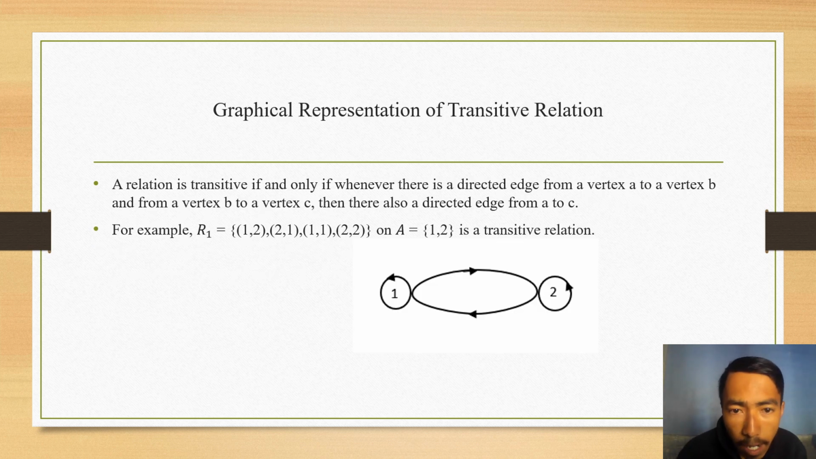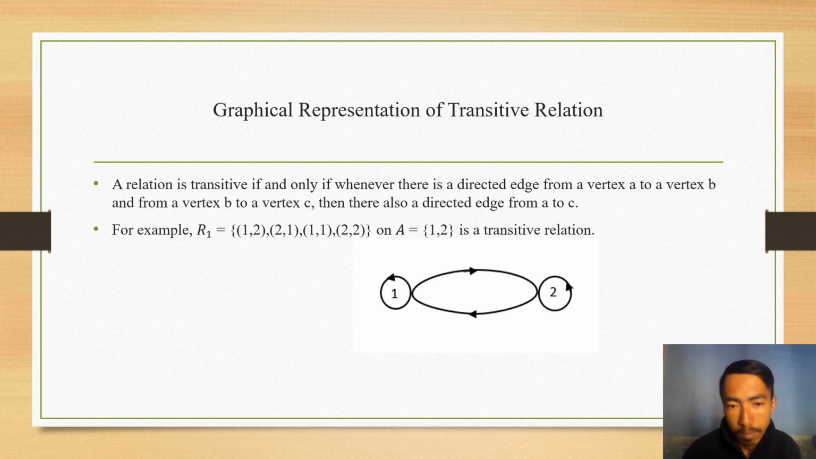And the graphical representation of a transitive relation. A relation is transitive if and only if whenever there is a directed edge from a vertex A to a vertex B and from a vertex B to a vertex C, then there is also a directed edge from A to C. For example, R1 equal to {(1,2), (2,1), (1,1), (2,2)} on A equal to {1, 2} is a transitive relation.